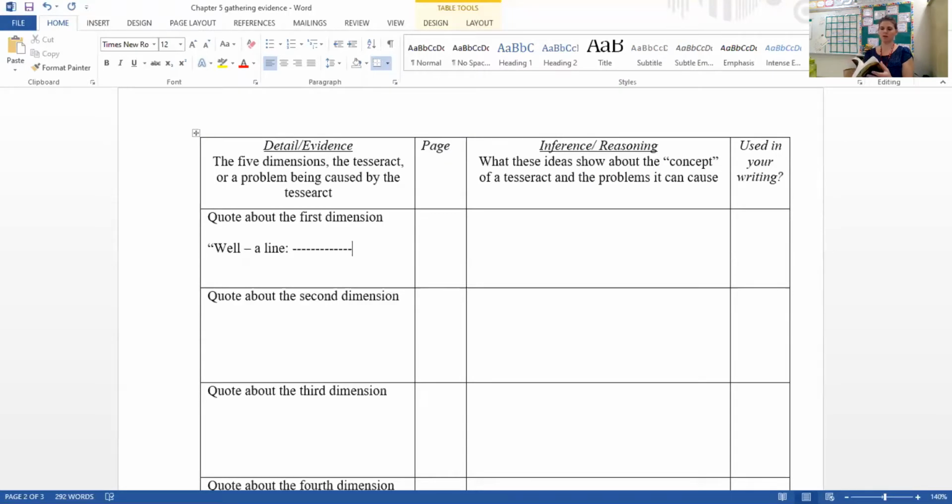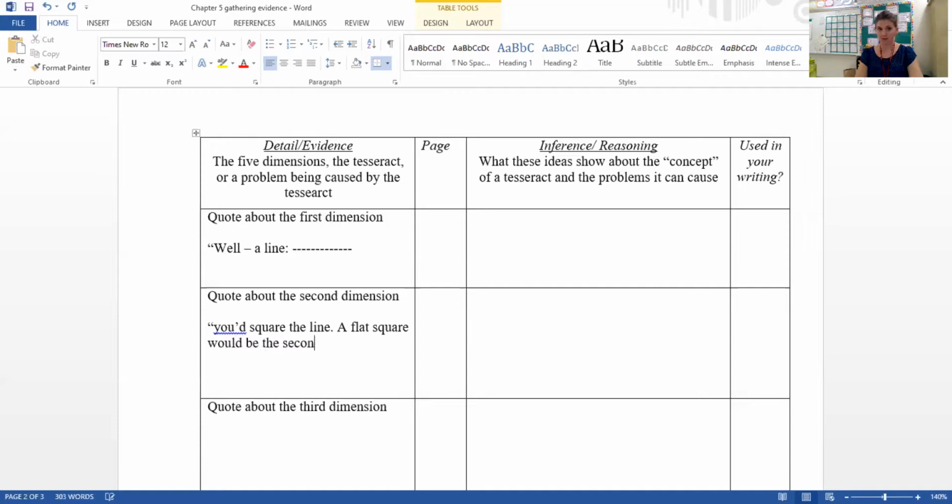You are on page, it's easy to find because there's pictures. There it is. You are on page 87. We're about 10 pages apart. All right, let's keep going here. Quote about the 2nd dimension. Here's her response again. I'm gonna leave the well out this time, okay? "You'd square the line. A flat square would be the 2nd dimension."